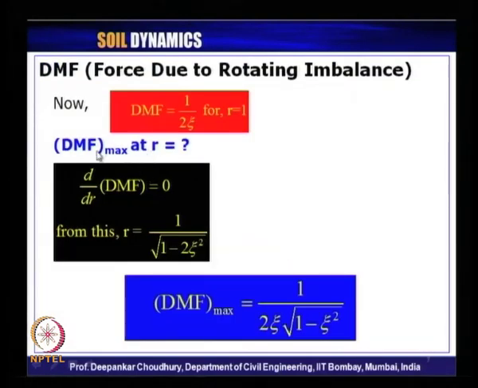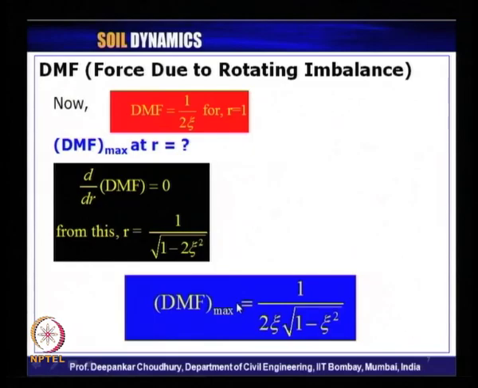Also, we have computed what is the maximum dynamic magnification factor, and at which value of the frequency ratio it occurs. We obtain that the value of frequency ratio where it becomes maximum is 1 by root over 1 minus 2 eta square, where eta is the damping ratio of the system, and the value of that maximum dynamic magnification factor is 1 by 2 eta root over 1 minus eta square.